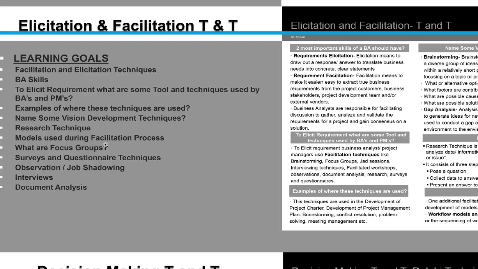So for the elicitation and facilitation techniques, we are going to use some vision development techniques, some research techniques where we research about the topic, models used during the facilitation process, then there are focus groups, then we have surveys and questionnaires technique where we conduct surveys and ask a lot of questions to the stakeholders regarding the project requirements. Then as business analysts, we would even do observation and job shadowing. We would conduct interviews with the stakeholders. And lastly, we have to do some document analysis.